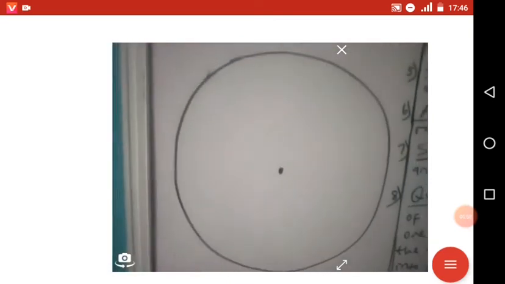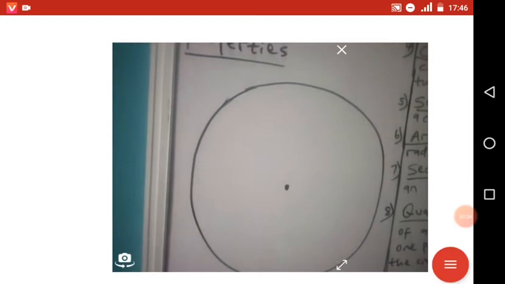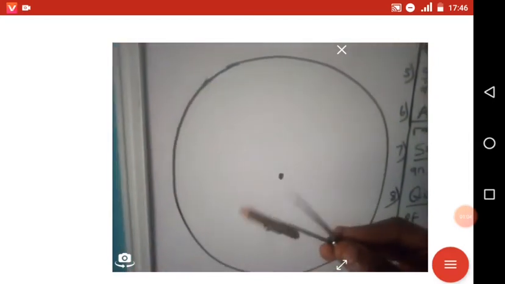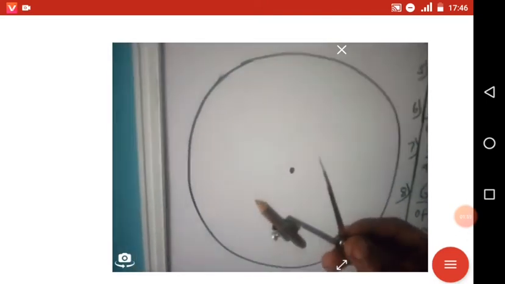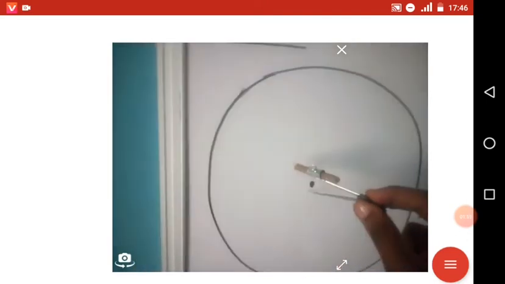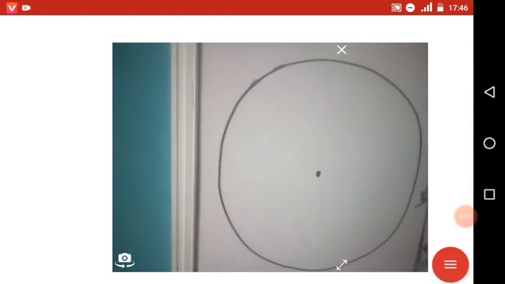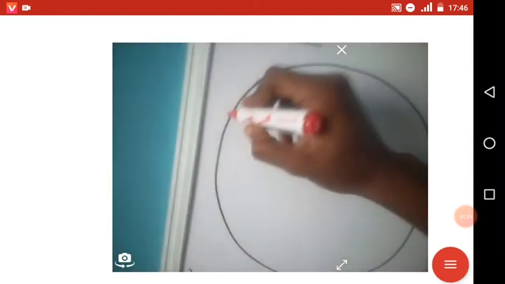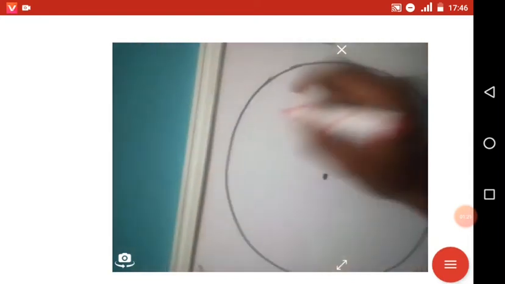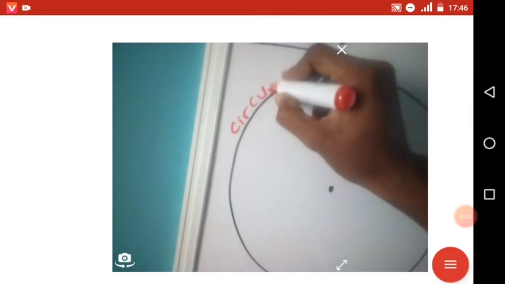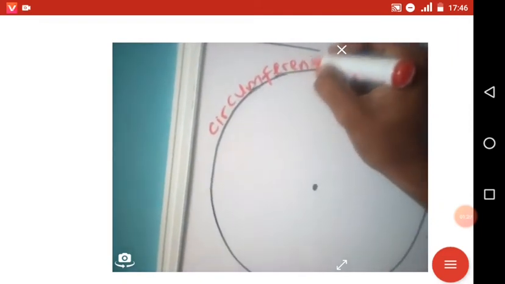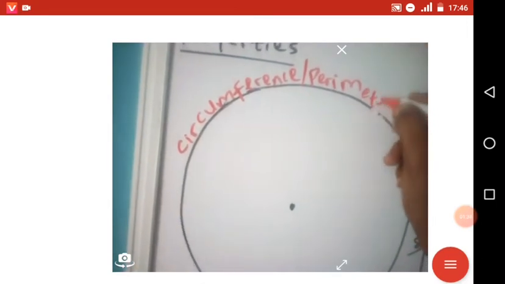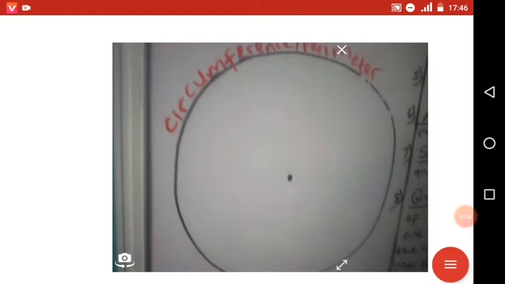This is a circle, and this is a pair of compasses. If you use it to construct a circle, this sharp end of the pair of compasses, if you place it on your book, you're going to have a dot. That dot shows the center of the circle. Now this whole line of a circle is called circumference. You can either call it circumference or you call it perimeter of a circle. It is the distance round the circle.